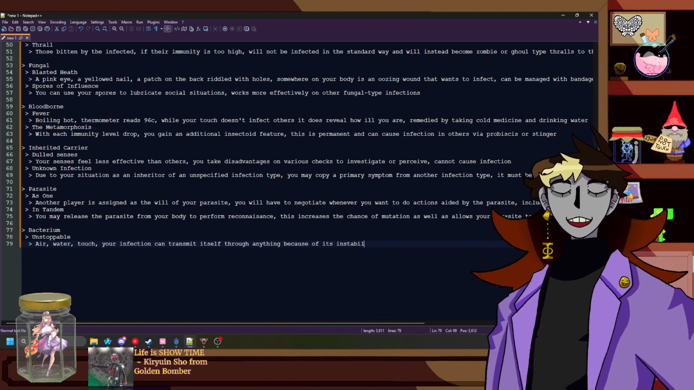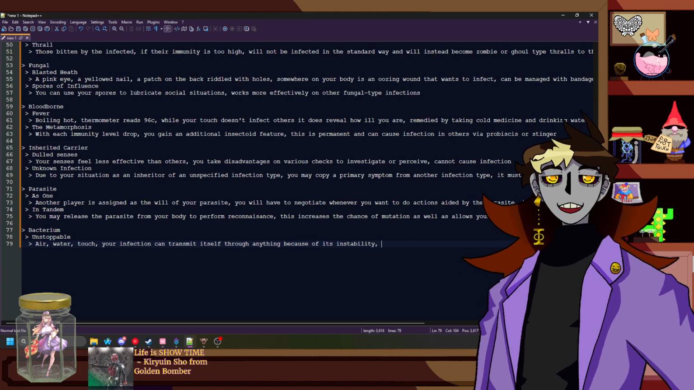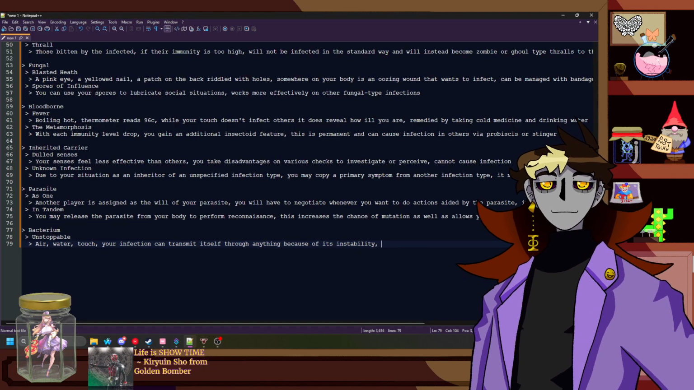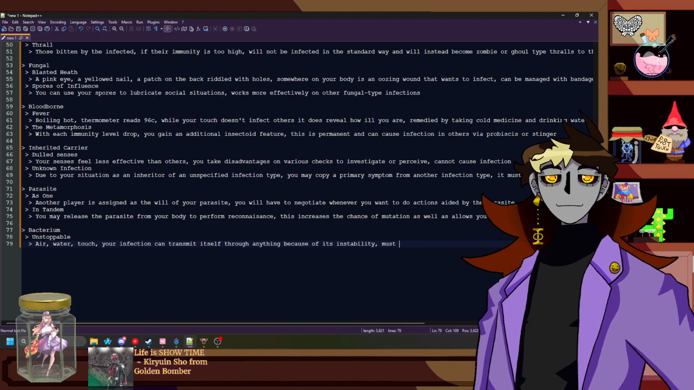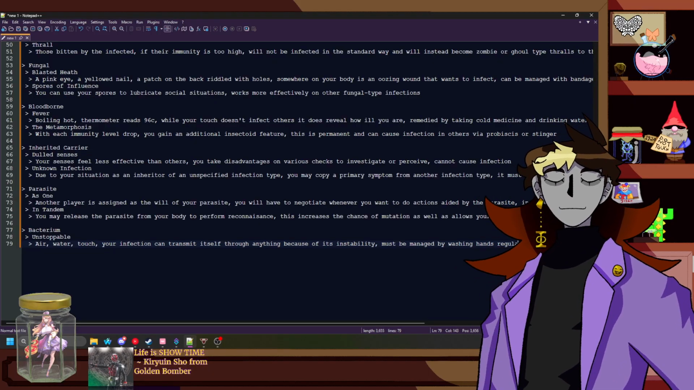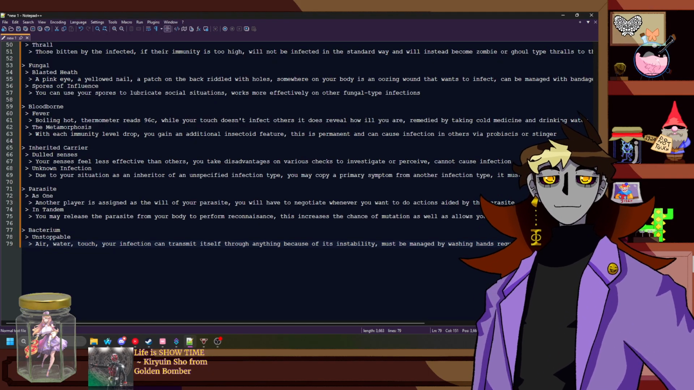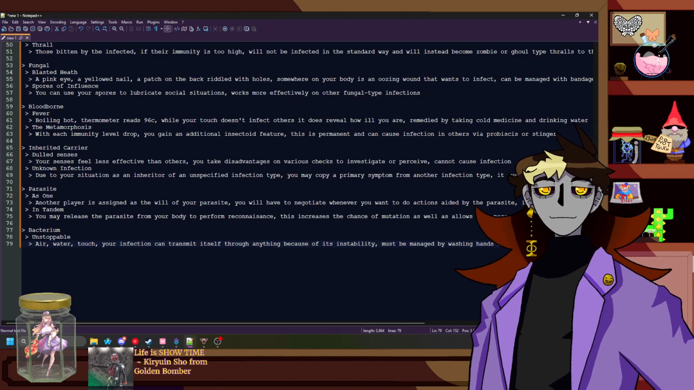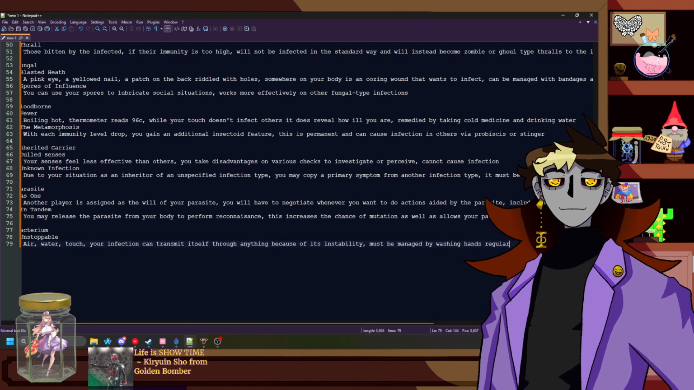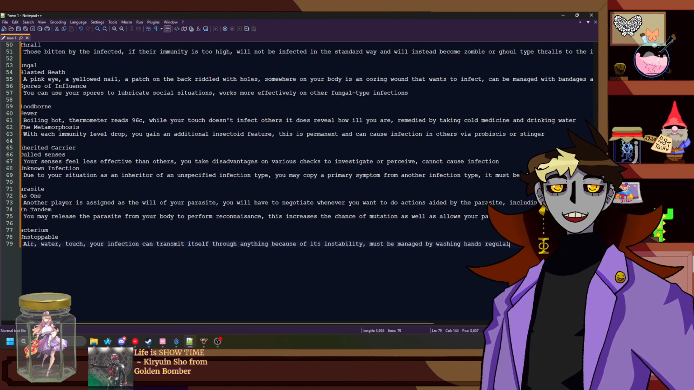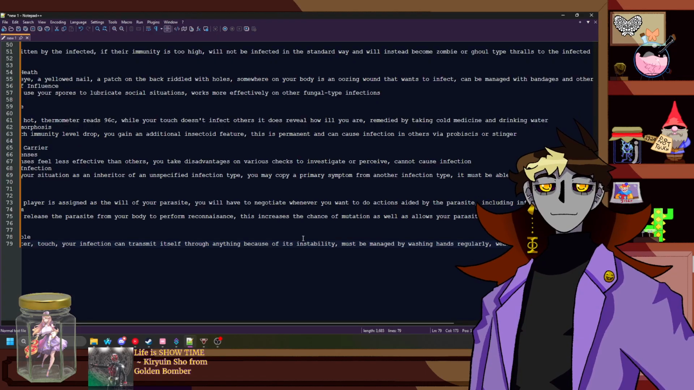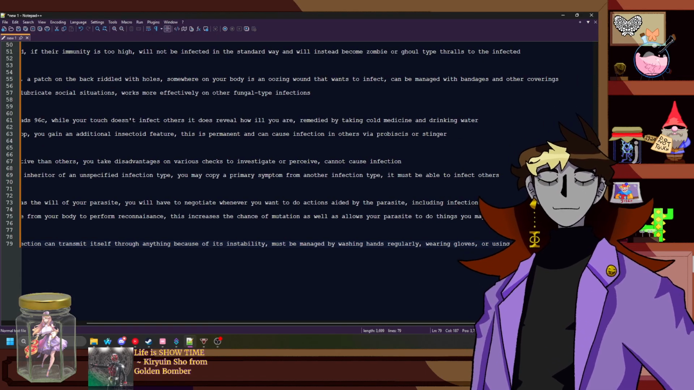It's instability. Air, water, touch. Your infection can transmit itself through anything because of its instability. Must be managed by washing hands regularly and wearing gloves, or using antibacterial cream.